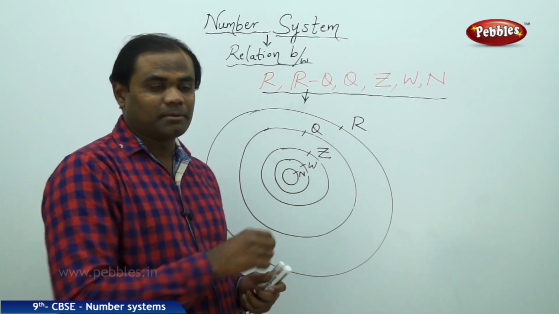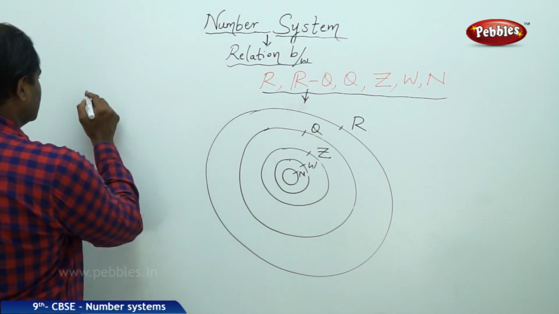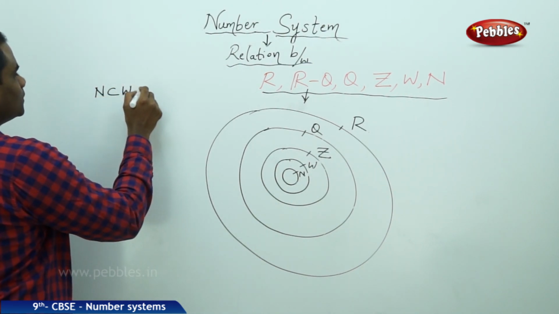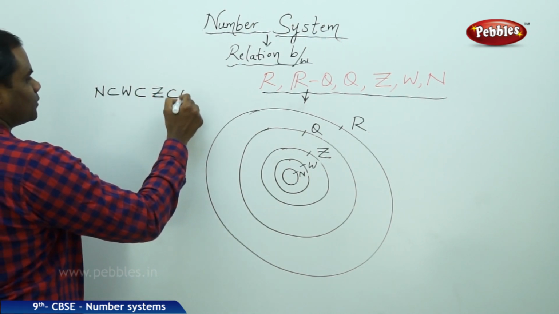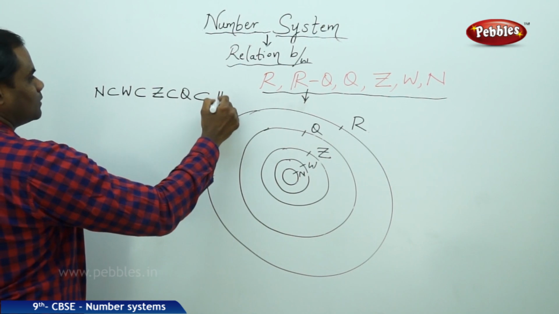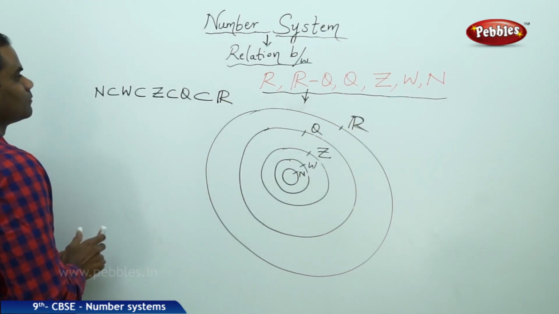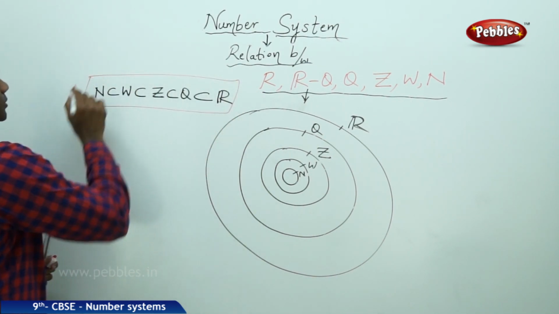The other way of representing this Venn diagrammatic or the circular representation is that N is part of W, and W is part of Z, and Z is part of Q, and Q is part of R. That is how we understand the relation between each of them.